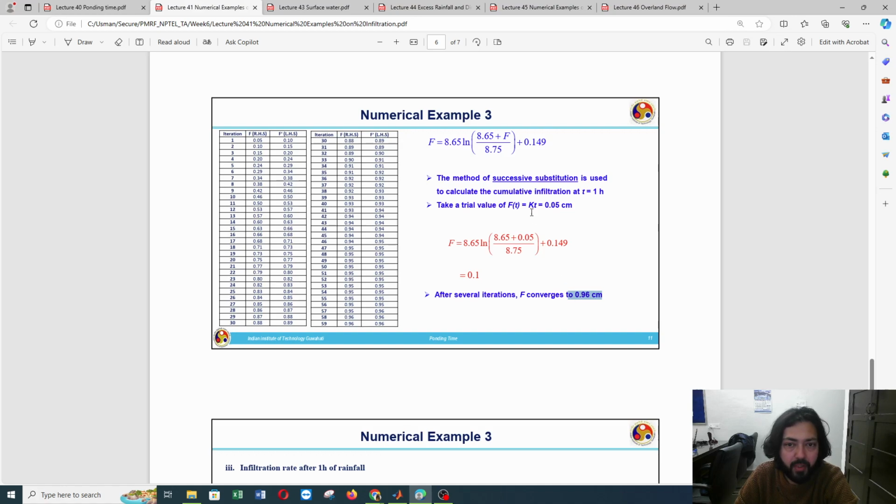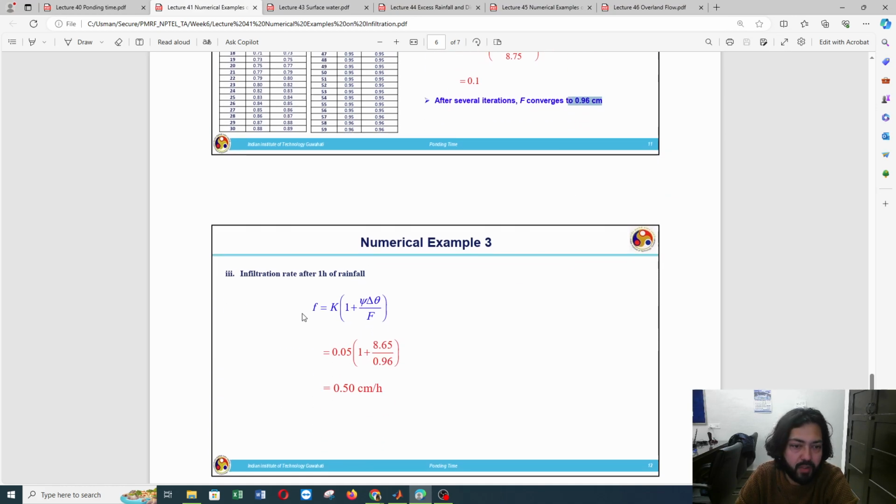Now that we have computed cumulative infiltration, we know the relation between infiltration rate and cumulative infiltration. So this is the equation to calculate infiltration rate if we know cumulative infiltration. So we know all the terms. We know hydraulic conductivity, we know suction head, we know moisture deficit, and also we know cumulative infiltration after ponding time. So using these terms, we can calculate infiltration rate, small f here. That is what we have calculated. The infiltration rate is 0.50 centimeter per hour.